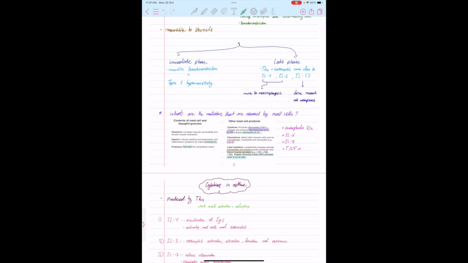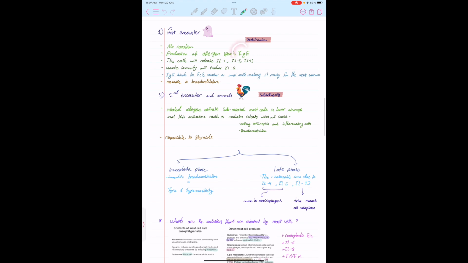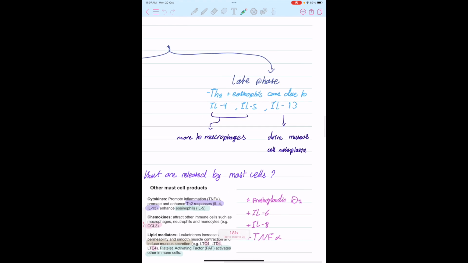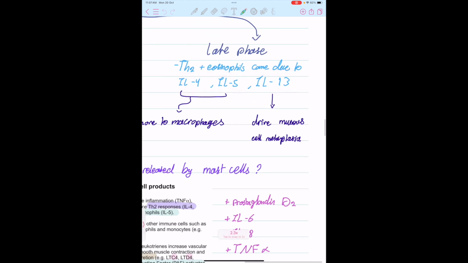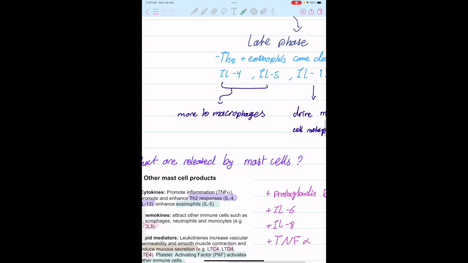Moving forward to the immediate phase and the late phase. So we have two phases, the immediate and the late phase. The immediate phase has bronchoconstriction and it's type 1 hypersensitivity because we have allergen and IgE. But in the late phase, T helper 2 cells and eosinophils come due to interleukin 4, 5, and 13. To specify, interleukin 13 drives mucus cell metaplasia, but interleukin 4 and 5 are more to macrophages.